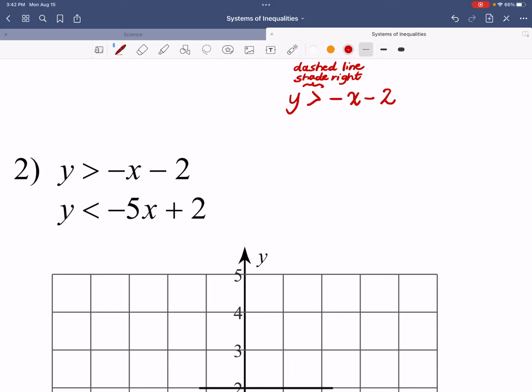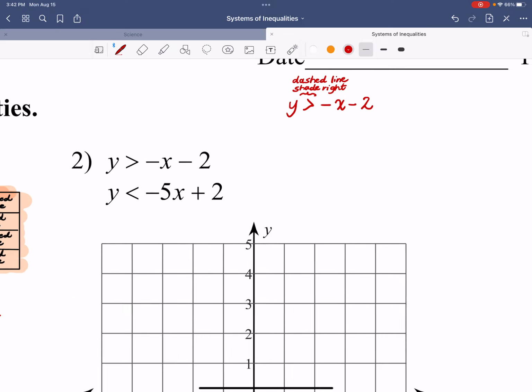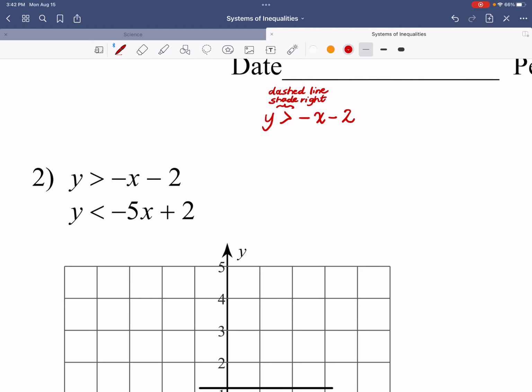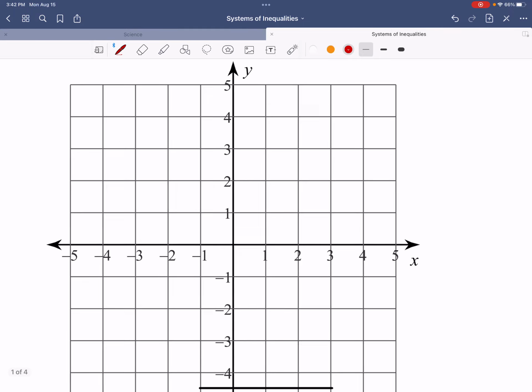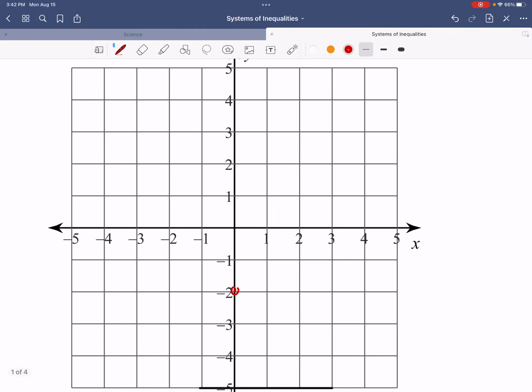Okay, I see something I need to be aware of here. The first thing we want to do is get our y-intercept, and that's at negative 2. So come down here to negative 2 and put yourself a nice big point. That is your starting point. With these, you don't start from origin to count. You start from the y-intercept.